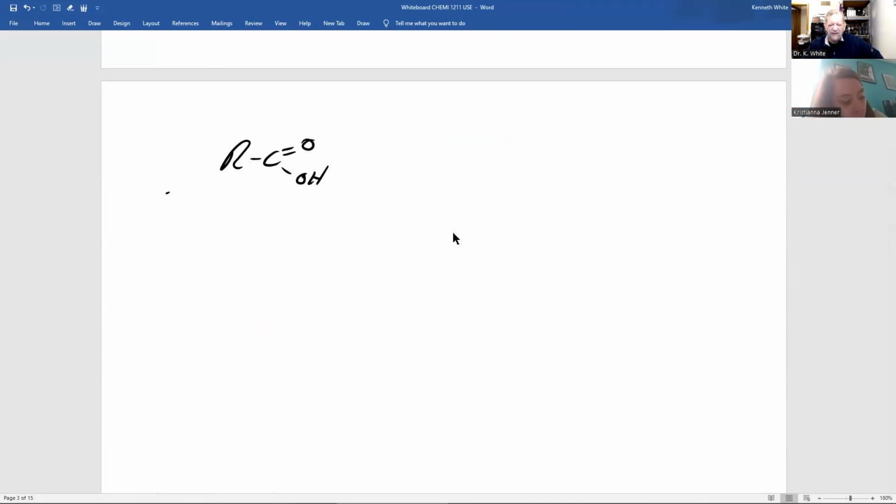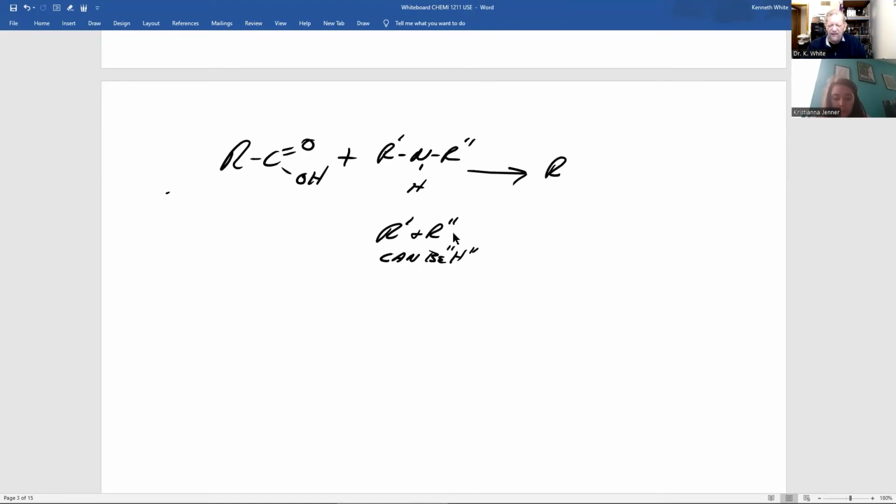I take a carboxylic acid, react it with this. And what is this? It can be ammonia when R prime and R double prime can be hydrogen, either one or both. That was the first slide. That would be ammonia, or it can be a primary or secondary amine. And when you react that, you'll form an amide.